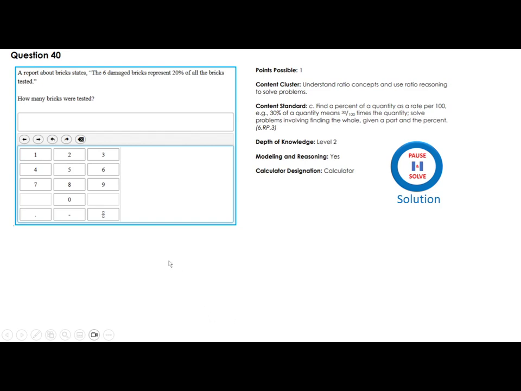A report about bricks states that 6 damaged bricks represent 20% of all the bricks tested. How many bricks were tested? Remember something very important. 20% means 20 over 100, means 0.20. Now, 2% is 2 over 100, is 0.02. Don't forget that. Okay, so 20% is 20 over 100, is 0.20.